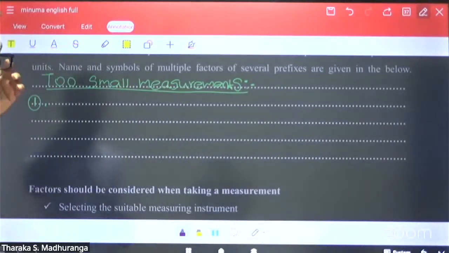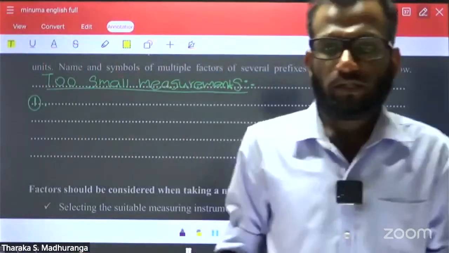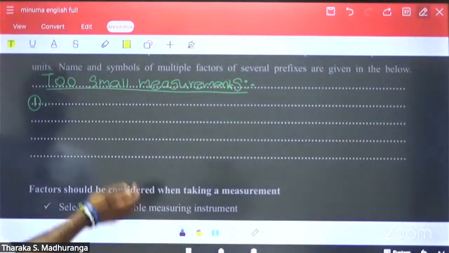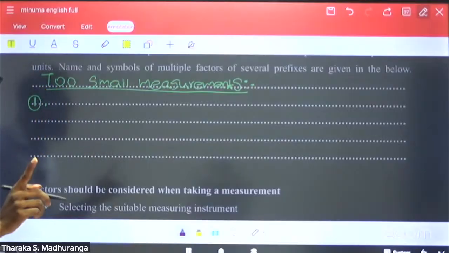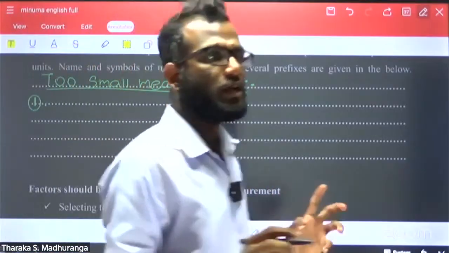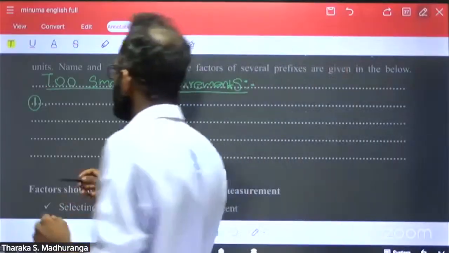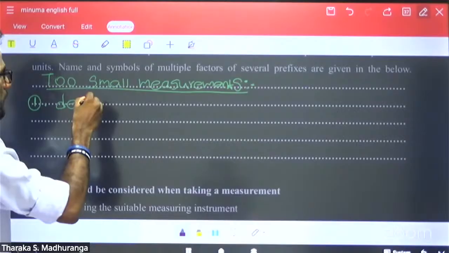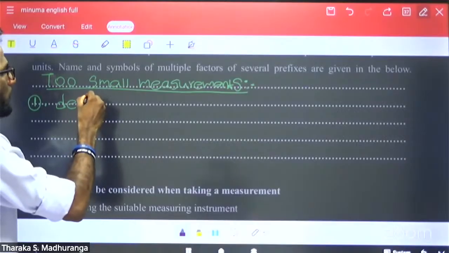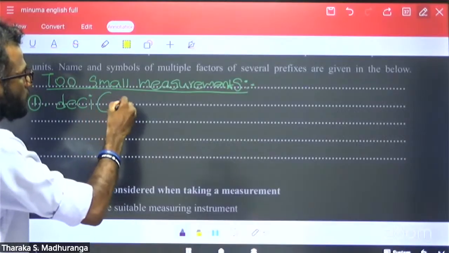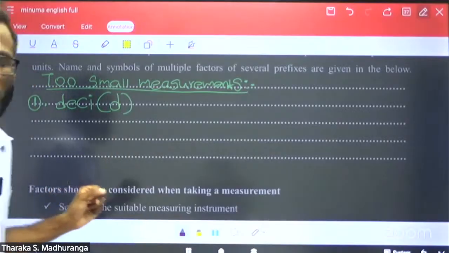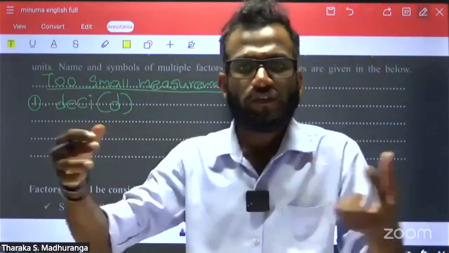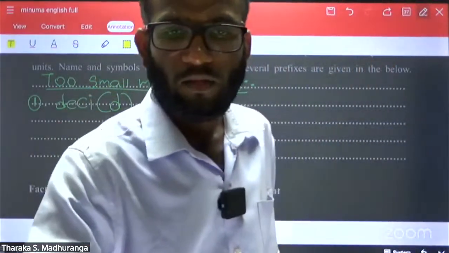Okay, sorry. Two small measurements we can use. The first prefix that we can use is deci. The deci. The symbol is simply d. Do you know what's the meaning of decimeter?